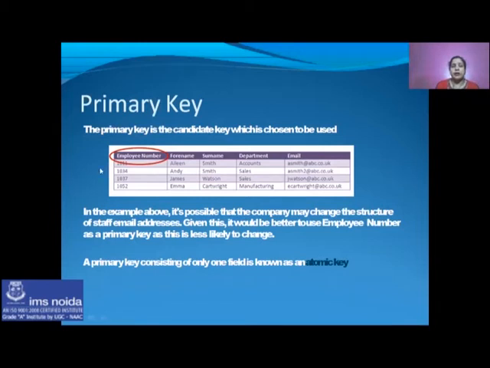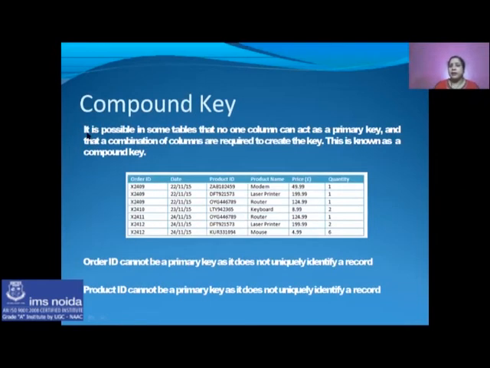Sometimes it is possible that one particular attribute is not sufficient to uniquely identify a record. So what will we do in that case? In that case, we will take the help of a compound key. Sometimes you will observe this compound key is also known as a composite key. The concept is the same, only the name differs. It is possible that in some tables no single column can act as a primary key. So, as I told you, the primary key has been considered over here.